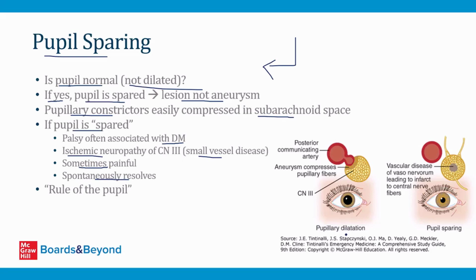If we have a patient who has a cranial nerve 3 palsy and the pupil is dilated, then what's probably happening is they have a Berry aneurysm of the PCOM vessel. It's compressing all the nerve fibers involved in cranial nerve 3, including the pupillary constrictors. On the other hand, if the pupil is spared and it's not dilated, then you probably do not have an aneurysm of any of the vessels in the central nervous system. Instead, what you have is vascular disease causing microvascular ischemia, and this is called the rule of the pupil.